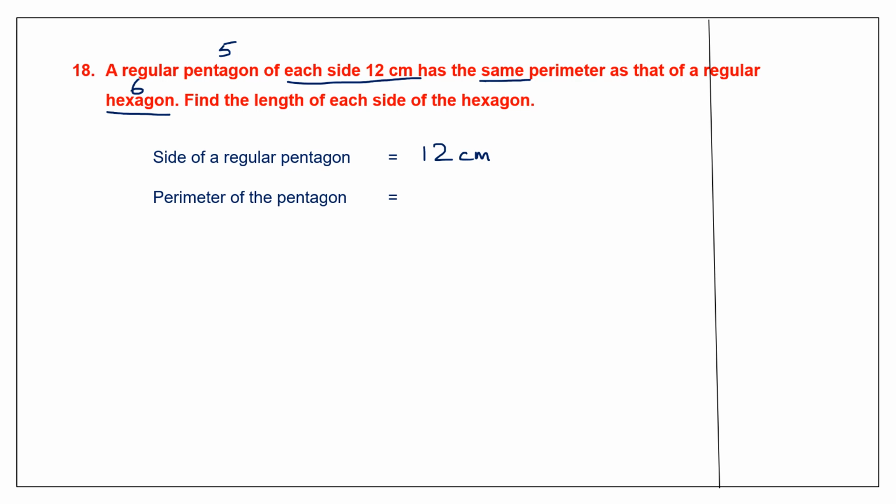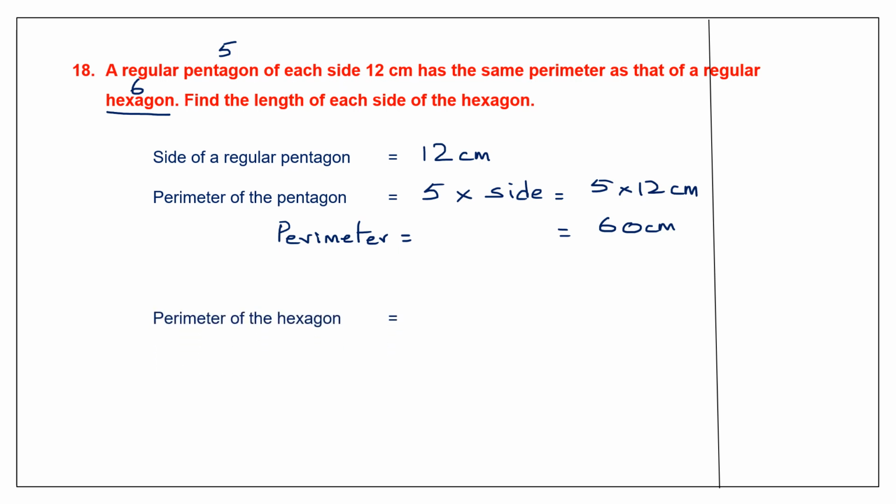So pentagon has 5 sides, so that will be 5 into side, which is 5 into 12 centimeters. 12 fives are 60 centimeters. So we have found the perimeter of the pentagon to be 60 centimeters. Now we are going to use this measurement to find the side of the hexagon.